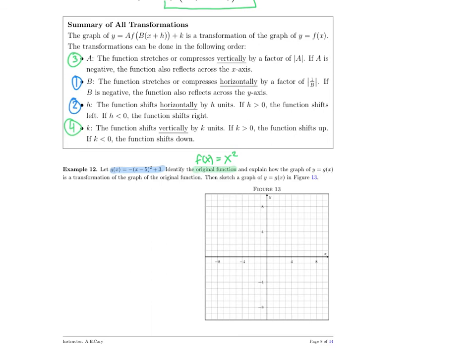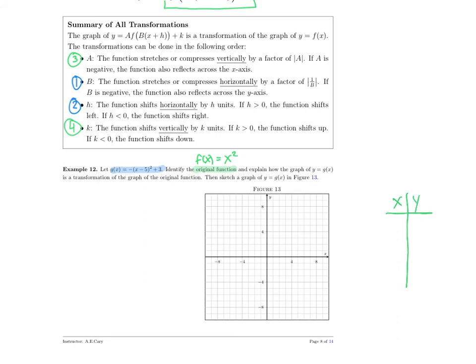Other ones I'm expecting you to take a look at are square root of x, x cubed, cube root of x, and the absolute value of x. So this is what I want you to look at. And then next it says, explain how the graph of y is equal to g of x is transformed from the graph of the original function. So we're going to graph the original function. We're going to list the transformations. That's the explanation. And then we're going to graph our new function. So I'm going to do a table off to the side. And I am expecting, I didn't change that, I am expecting you to know how to graph all of these parent functions.